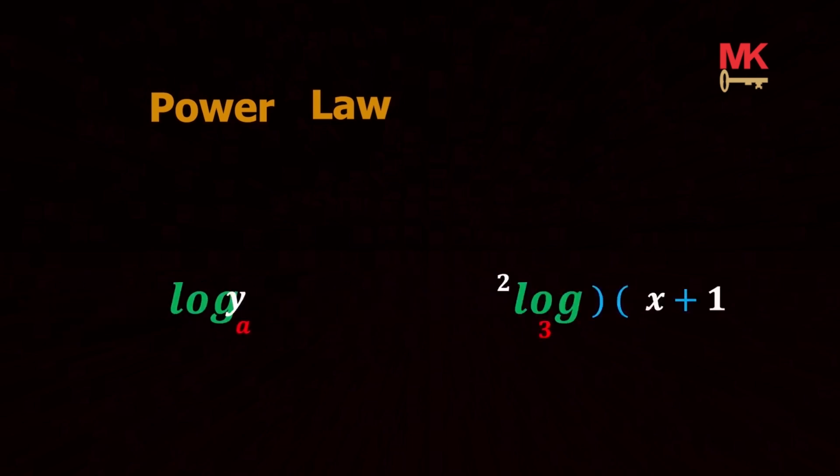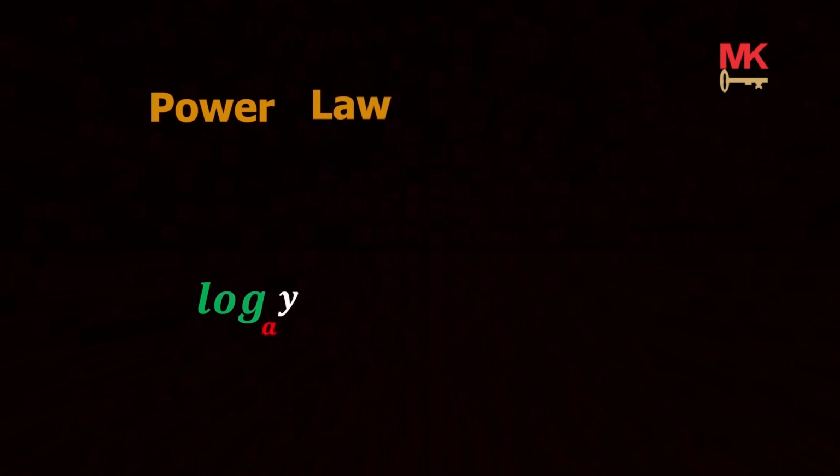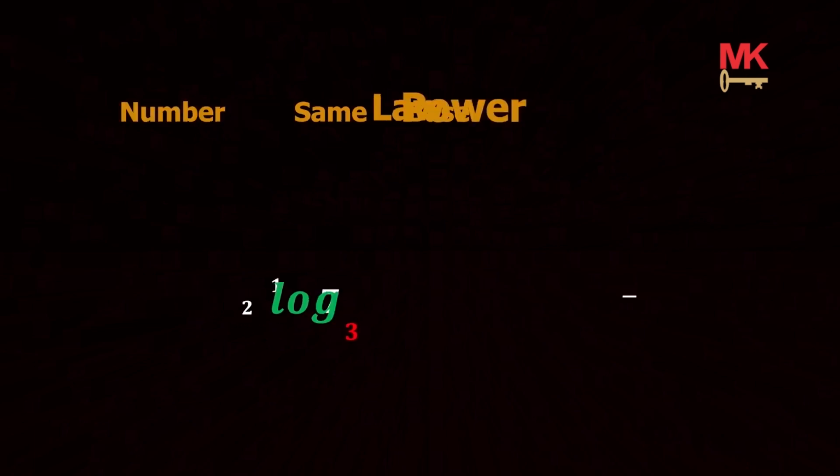What about in a scenario whereby the base is the one carrying the power? Does the law also apply? Well, somehow the law does, but this time, instead of multiplying directly by the power, we multiply by the reciprocal of the power. So log 7 to base 3 squared is the same as half log 7 to base 3.